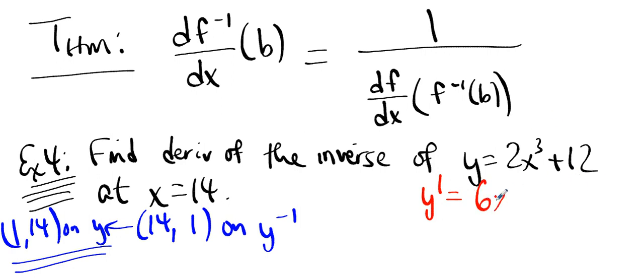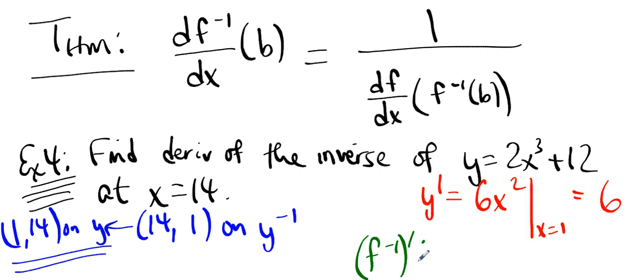Derivative of this thing, 6x squared. Great. I want to evaluate that when x is 1. That turns out to be 6. So the slope of the tangent line here is 6. So the slope of the tangent line on the inverse here is the reciprocal of 6. The inverse function has a derivative at 14 of 1/6.